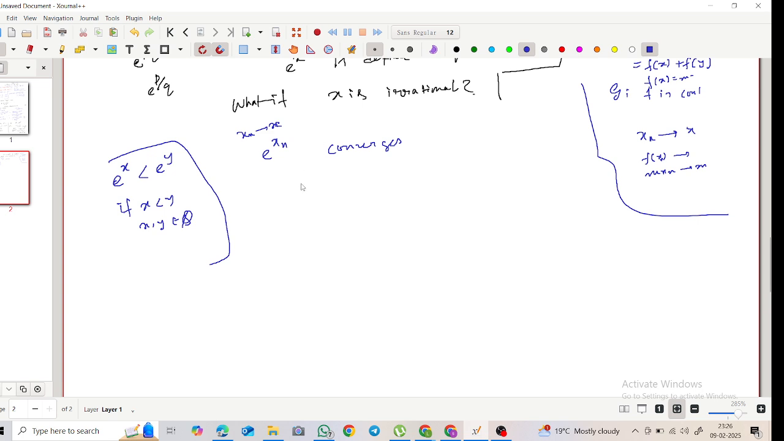How? Consider this set. Consider this set. So this is a rational, okay? I mean, this is irrational. x belongs to R minus Q. So tell me, there exists y belonging to Q such that x is less than y, right? I mean, for every irrational you have a rational which is greater than it, right? So look at this set very carefully.